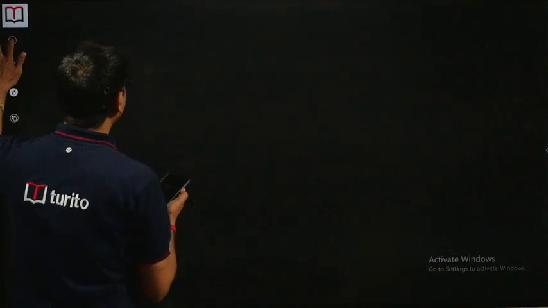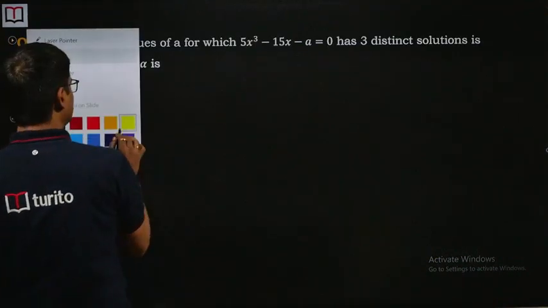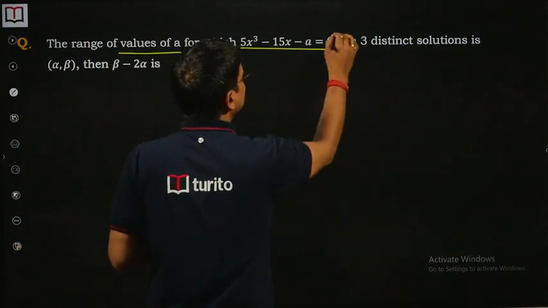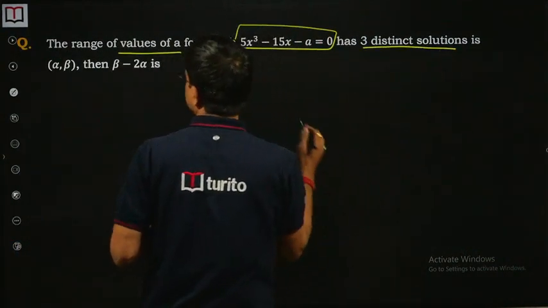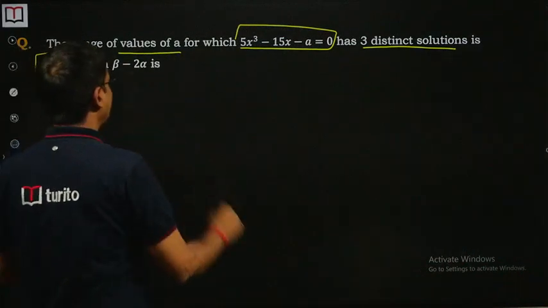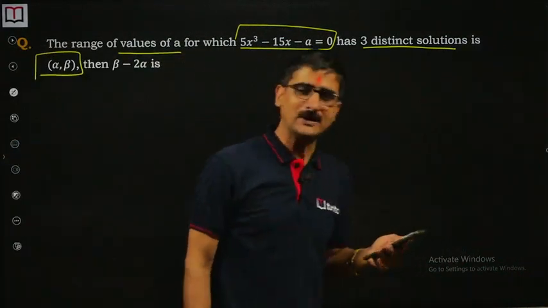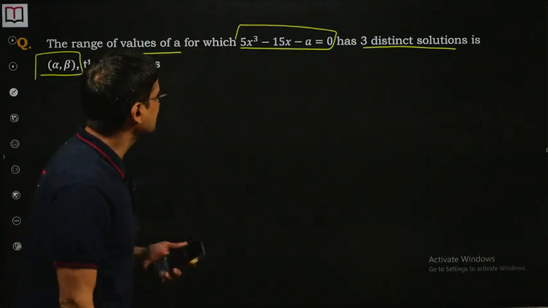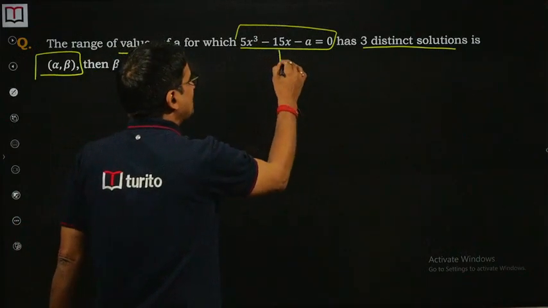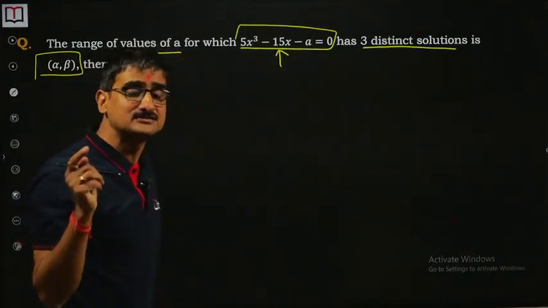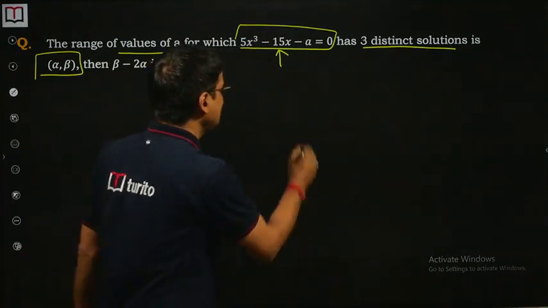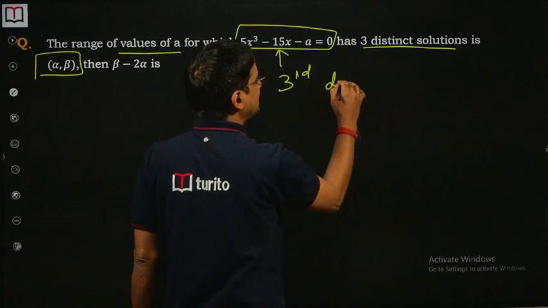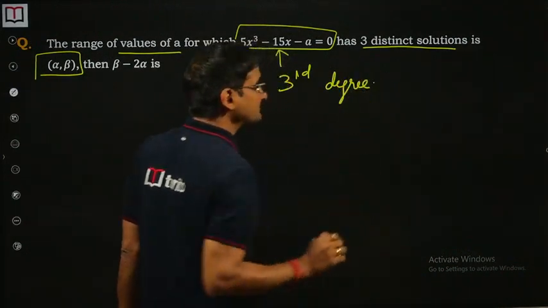So moving to the third one. The third question is the range of values of A for which this equation has 3 distinct solutions in the interval alpha to beta, and then we have to find the value of beta minus 2 alpha. The degree of this equation is 3; it's a 3rd degree polynomial equation.